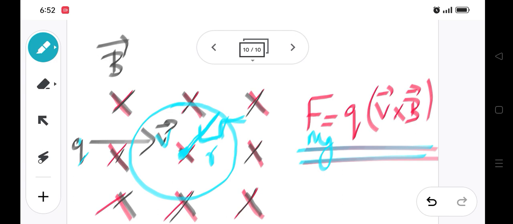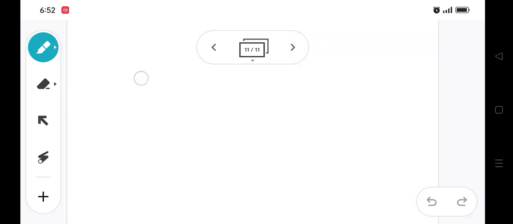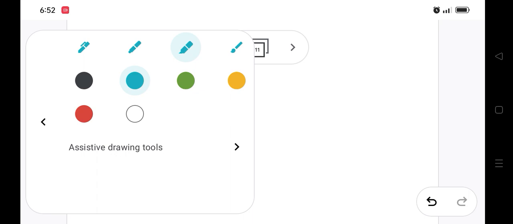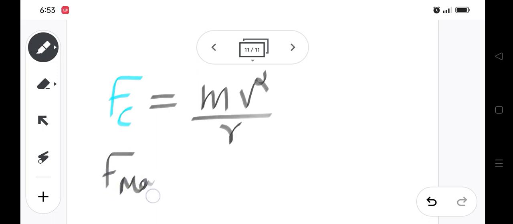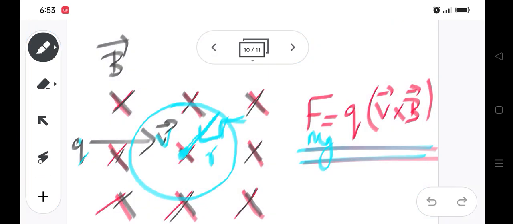Since it is having circular motion, we know the equation for the centripetal force, which I'm representing by Fc, is equal to mv squared by r, where m is the mass of the particle, v is the velocity, and r the radius. Then the magnetic force we know is q into v cross B. Here the v vector is perpendicular to the B vector.